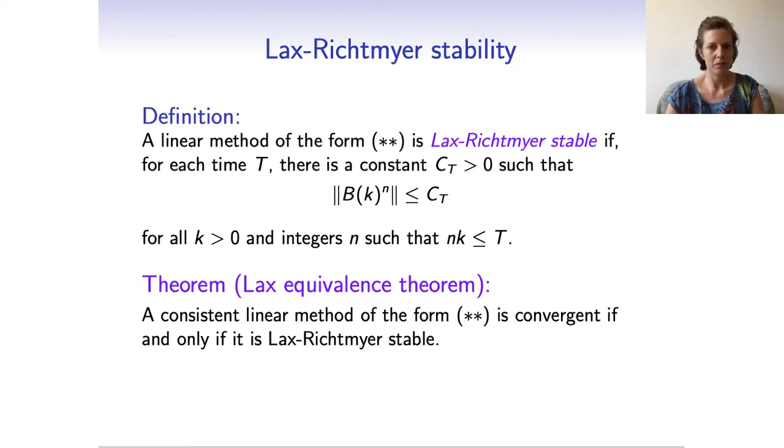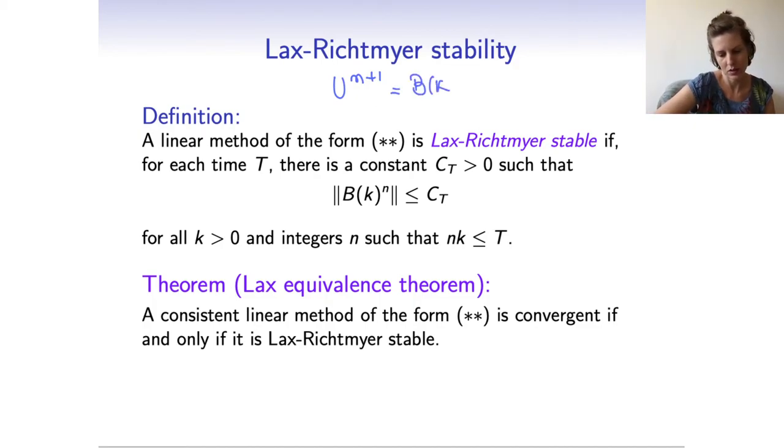So for stability for numerical methods for partial differential equations, we need another kind of stability definition. A linear method of the form that I said before, U^(n+1) equals B_K U^n plus some vector b, is Lax-Richtmyer stable if for each time t there is a constant C(t), just in the sense that for each time you have to choose a different constant, such that this happens.